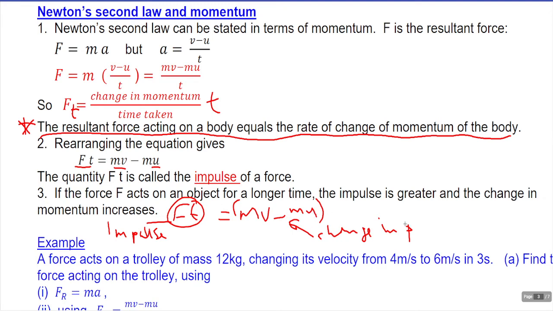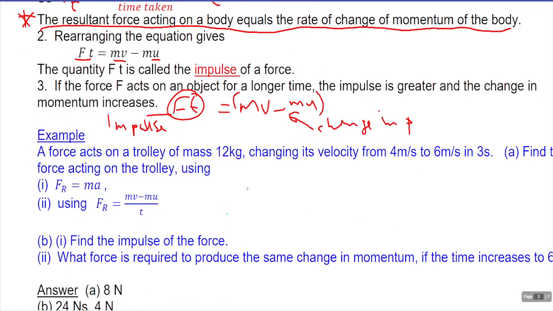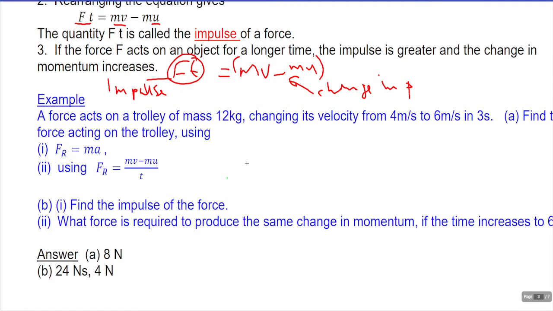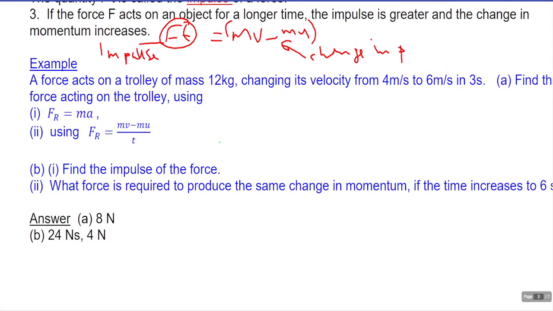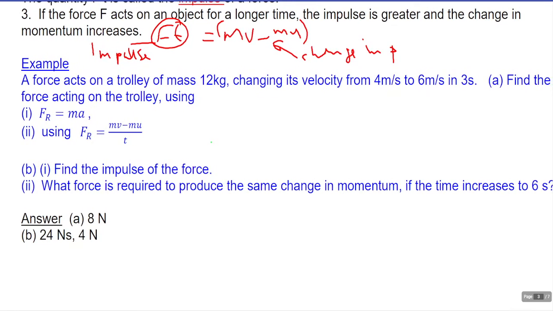Let's look at this example there to reinforce this concept. A force acts on a trolley of mass 12 kg, changing its velocity from 4 meters per second to 6 meters per second in 3 seconds. Then it says, find the force acting on the trolley using Fr is equal to mass times acceleration, and then also using Fr equals mv minus mu over t.